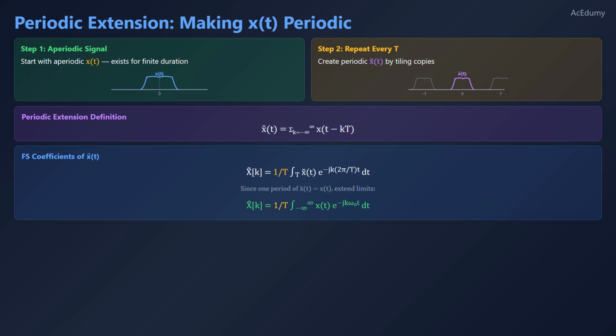Now here's the crucial step. Since one period of x̃ is just x(t), and x(t) is 0 outside that interval, we can extend the integration limits to negative infinity to positive infinity. So x̃[k] equals 1 over T times the integral from negative infinity to positive infinity of x(t) e to the minus jkω0t dt.